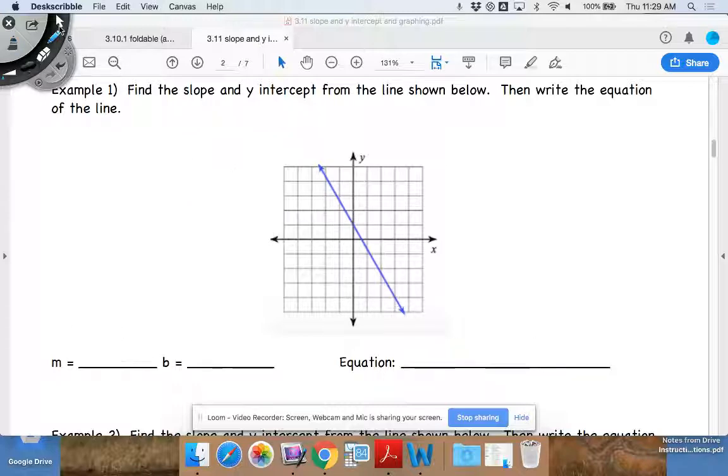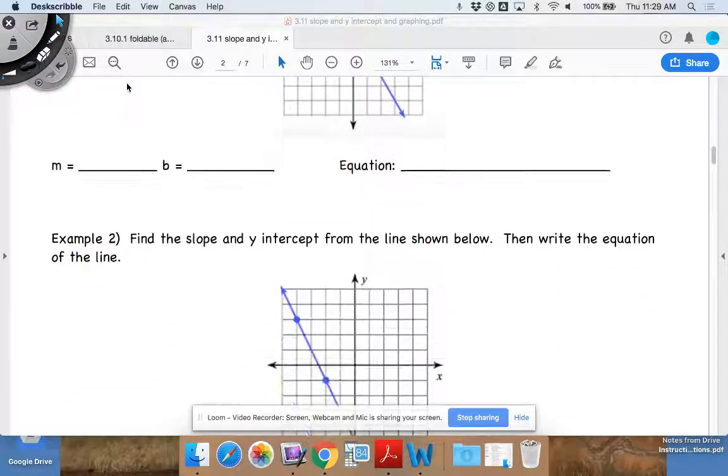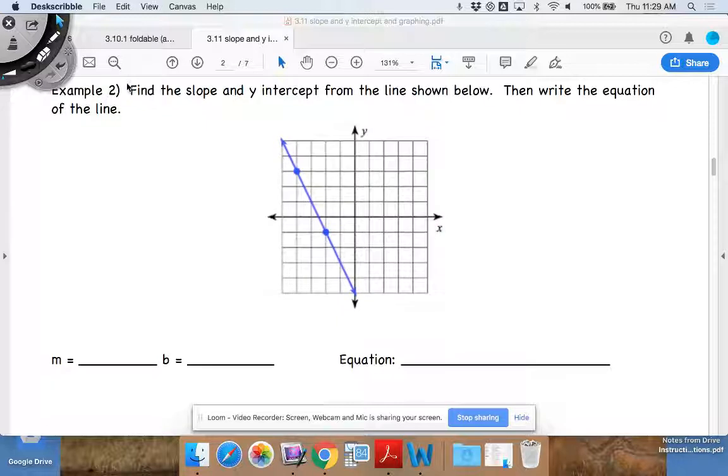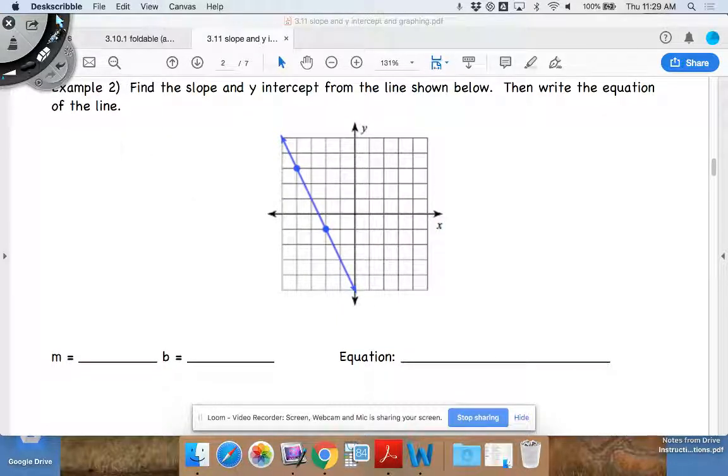All right. We'll move to example 2. Same thing. Find the slope and y-intercept and then write the equation. So where does it cross the y-axis? Way down here, right? And so you guys agree? -5?